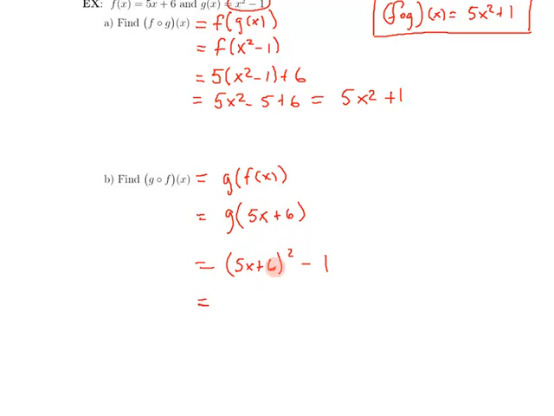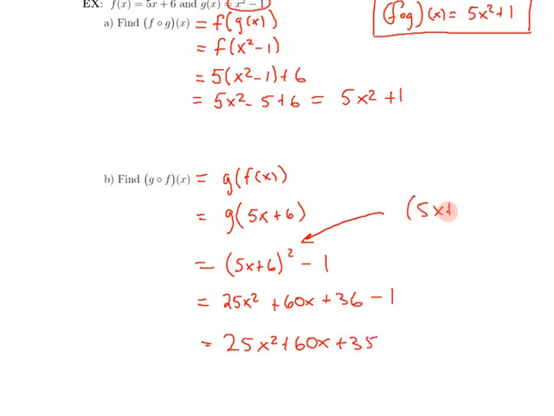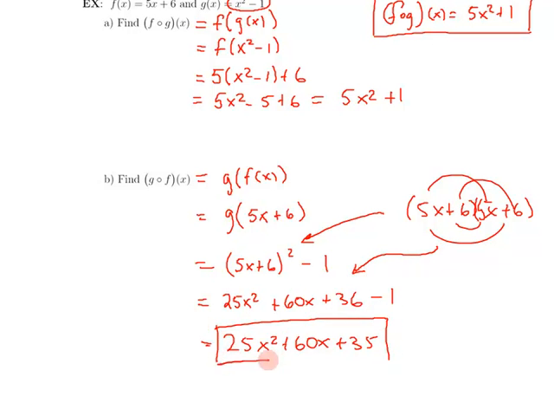Now with just a little bit of algebra, we multiply this out FOIL style, so we end up with 25x squared plus 60x plus 36 minus 1, which gives me 25x squared plus 60x plus 35. Just in case you didn't see that, that was 5x plus 6 times 5x plus 6 FOIL. That gives me this expression right there. And that's how we plug one function into another.